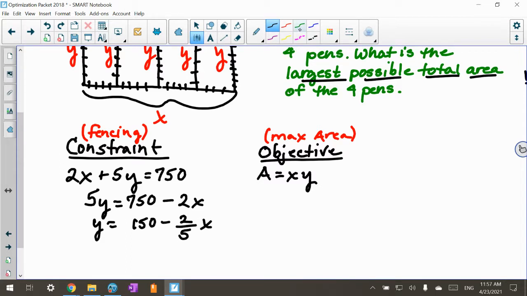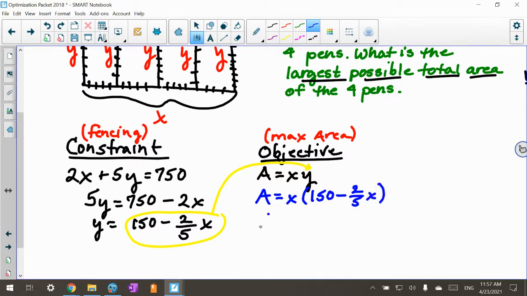Because that's my constraint, I'm going to circle it in yellow here and put it right here in this Y spot so I can find the max area with the constraint in it, because he only has 750 feet of fencing. So what we end up getting here is an area equation in one variable now. It's 150 minus 2/5 X. Now I'm going to distribute that X, so I have 150X minus 2/5 X squared. And this is where people go, okay, I get this part, I don't know what to do next.